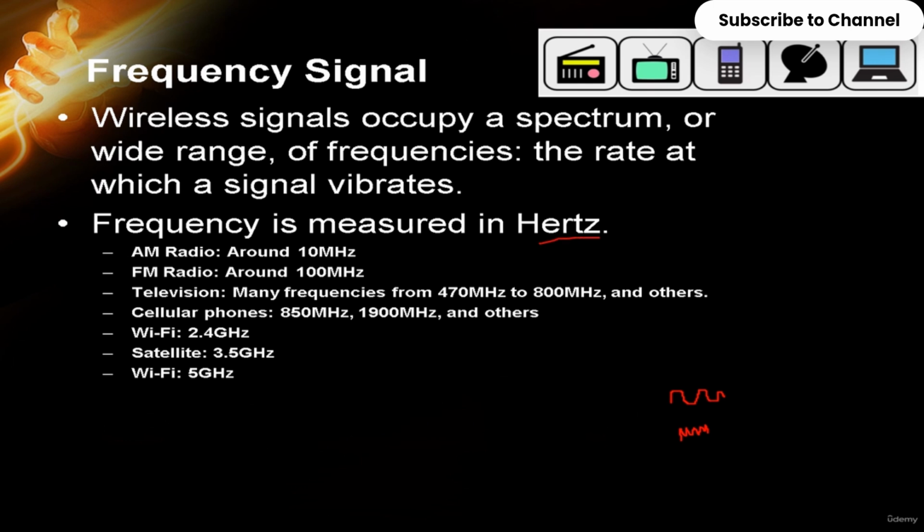For AM radio, the frequency is around 10 megahertz. For FM radio, the frequency is around 100 megahertz. For television, the frequencies are between 400 megahertz and 800 megahertz. For cellular phones, the frequencies are 850 megahertz and 1900 megahertz. For Wi-Fi, the frequencies are 2.4 gigahertz as well as 5 gigahertz. Satellite communication works at 3.5 gigahertz.